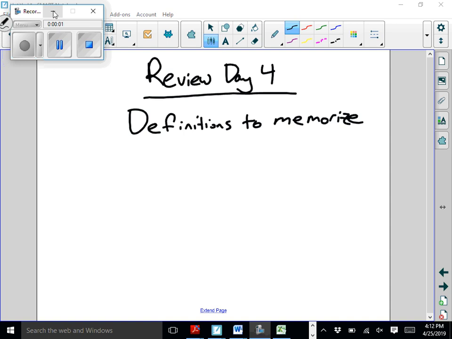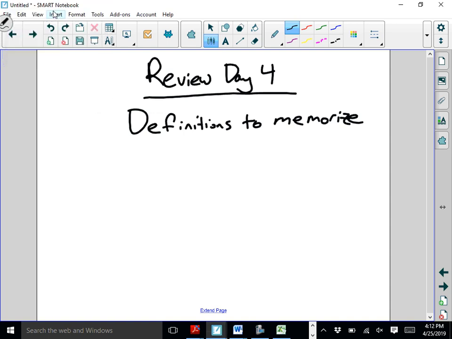With day 4, I have some very, very important definitions to memorize. It's really important that you write these down, study them as much as you can, so this is just absolutely automatic. Okay? So definitions to memorize.